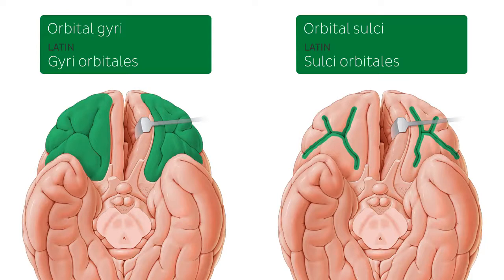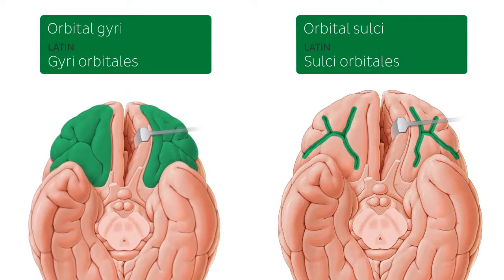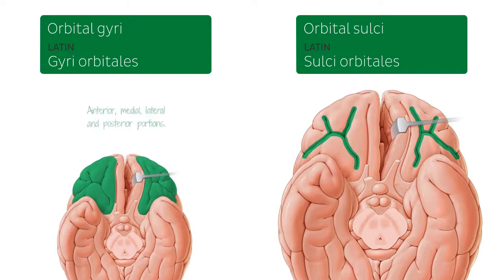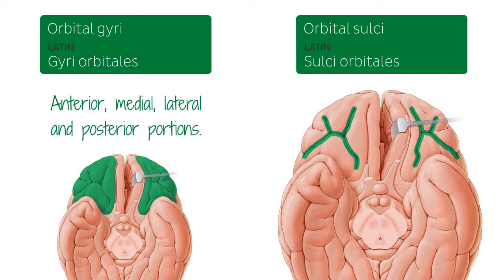This is an inferiorly located part of the frontal lobe, which rests on the orbital plate of the frontal bone. The orbital gyri are divided into the anterior, the medial, lateral, and posterior portions by an H-shaped orbital sulci, as you can see from our illustrations. And you can see it even here, anterior, posterior, medial, and lateral portions of the orbital gyri.